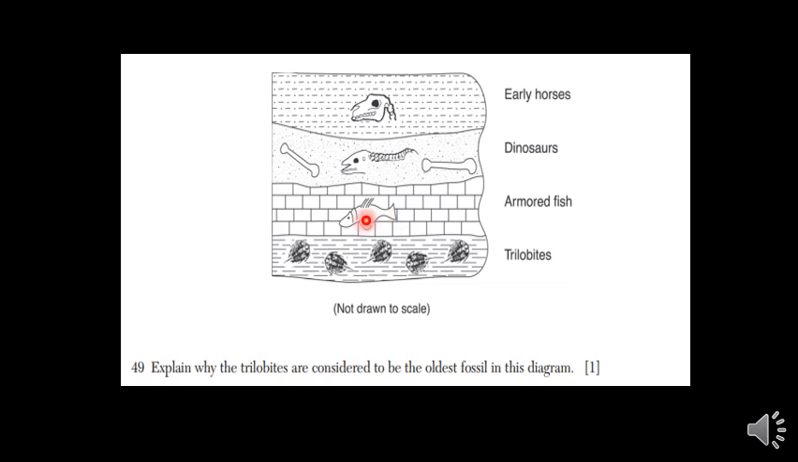And then we have fish, and then we have the dinosaurs, and then we have the mammals and the horses showing up much later. But the reason why they're the oldest fossils in the diagram has to do with where they are in the rock layers. In geology, there is a thing known as superposition, where the oldest stuff is always going to be at the bottom.